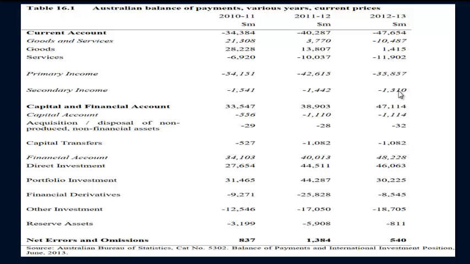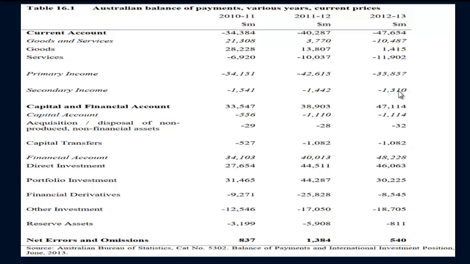Secondary income is basically income on financial assets. So if somebody holds Australian government bonds and they pay some money to him, that is a secondary income for the outsiders. And similarly, if Australians hold bonds of the US and earn money from it, that would count as a plus on secondary income for Australia.